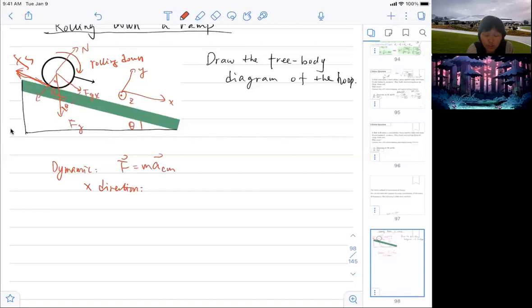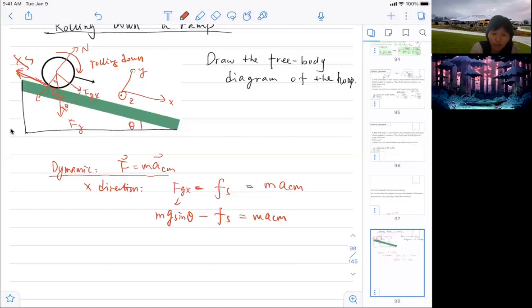So the x direction is Fgx in the positive downward direction minus static friction in the opposite direction. So this is F net equals ma, m times acceleration. I applied Newton's second law for this motion. This is the sine theta component of mg. So mg sine theta minus static friction equals m a of the center of mass. All right, so here we applied the dynamics for translational motion.